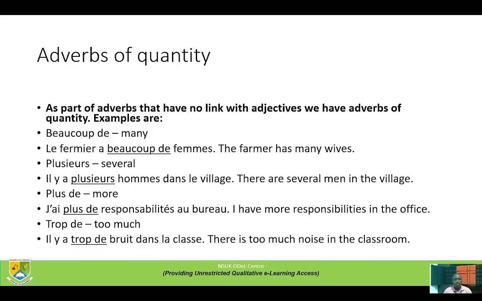Plusieurs, several. Il y a plusieurs hommes dans le village. There are several men in the village.